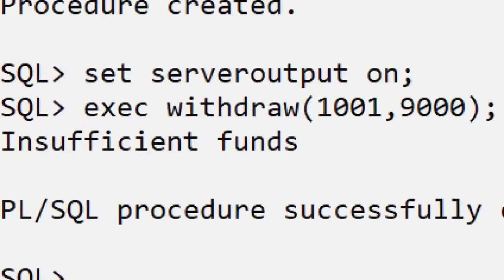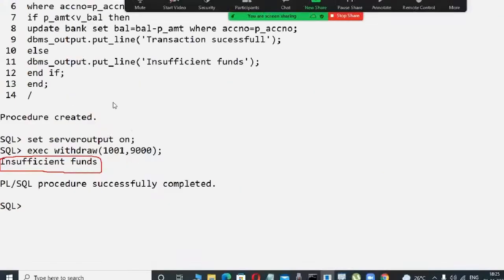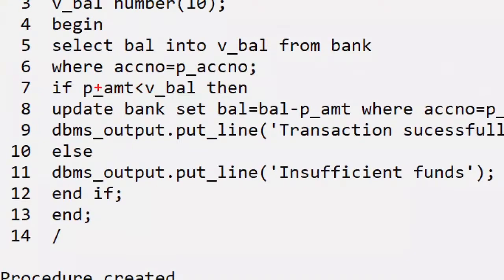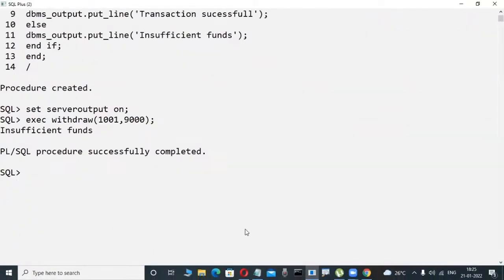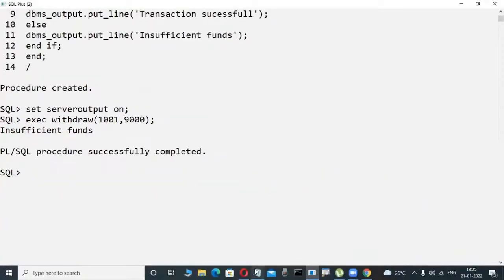So now it will give a message: insufficient funds. It will display the message or not. How is it possible? Whatever coding I'm writing is executed. Your amount is more than the available balance, that's why insufficient funds only. Suppose, for example, now logically observe here: insufficient funds is a message, it will be displayed.